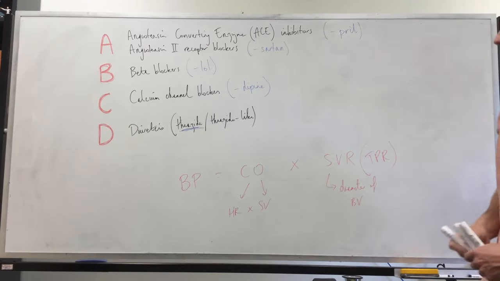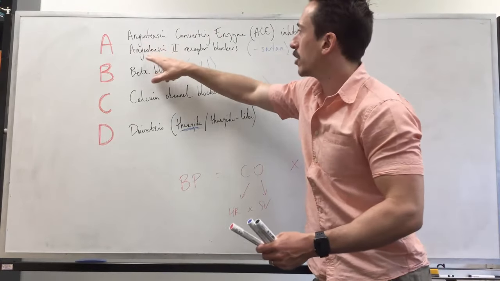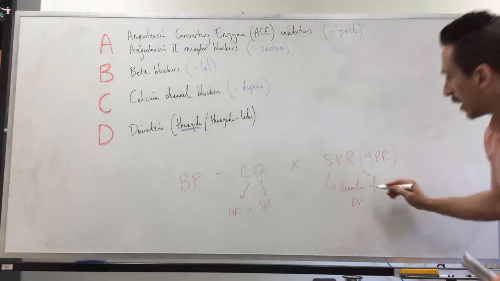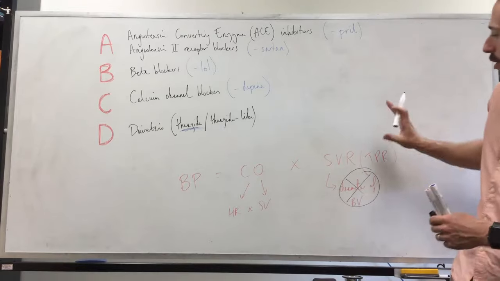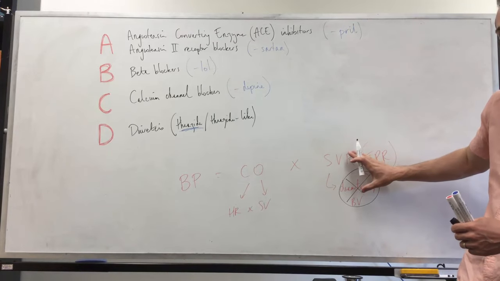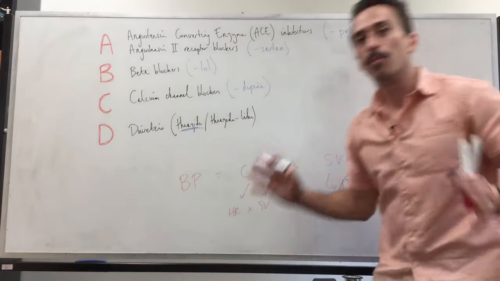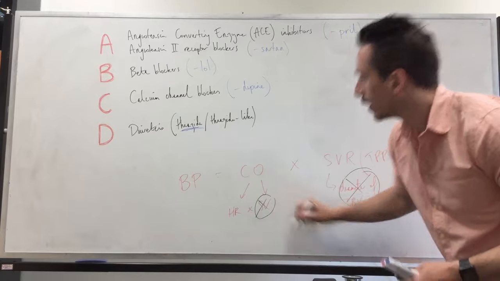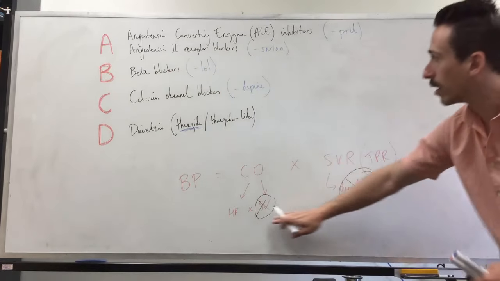Okay, so ACE inhibitors stop the production of angiotensin 2. Angiotensin 2 does a bunch of things. One thing that it does is it vasoconstricts, so it stops this. Therefore, stopping systemic vascular resistance from increasing stops blood pressure from increasing. But it also stops blood volume increasing. That has to do with stroke volume. In addition to that, angiotensin 2 receptor blockers work similarly, stopping those two.